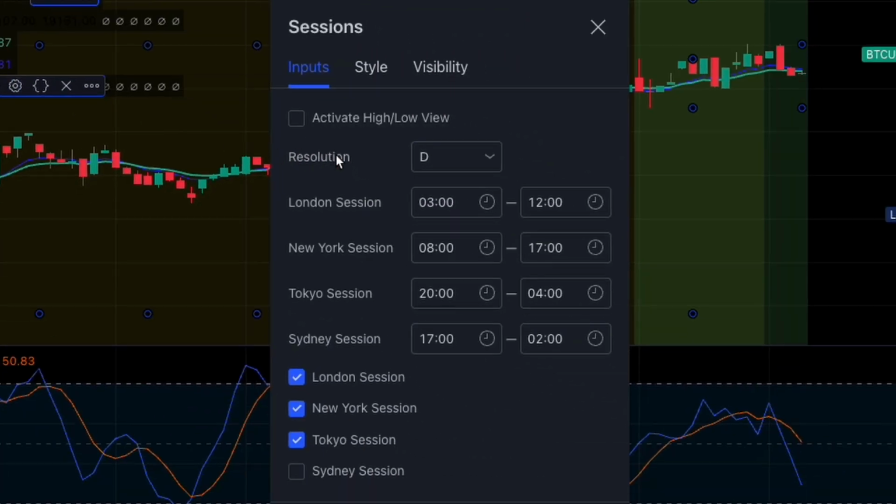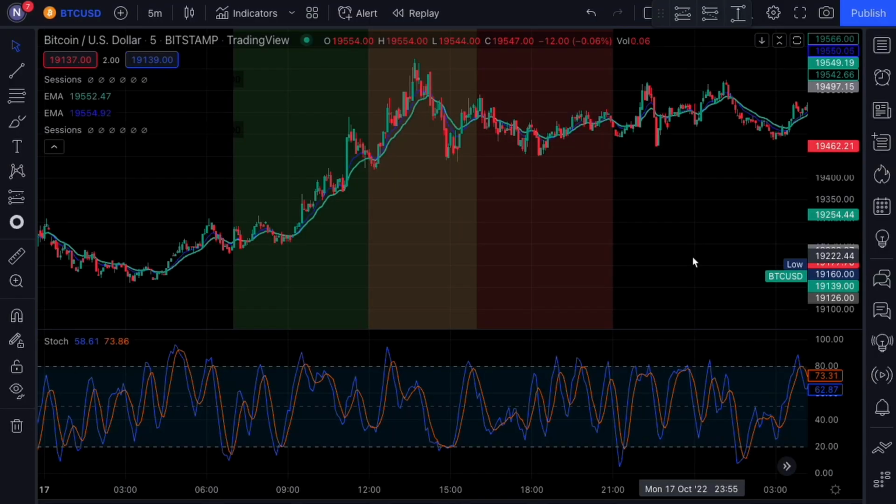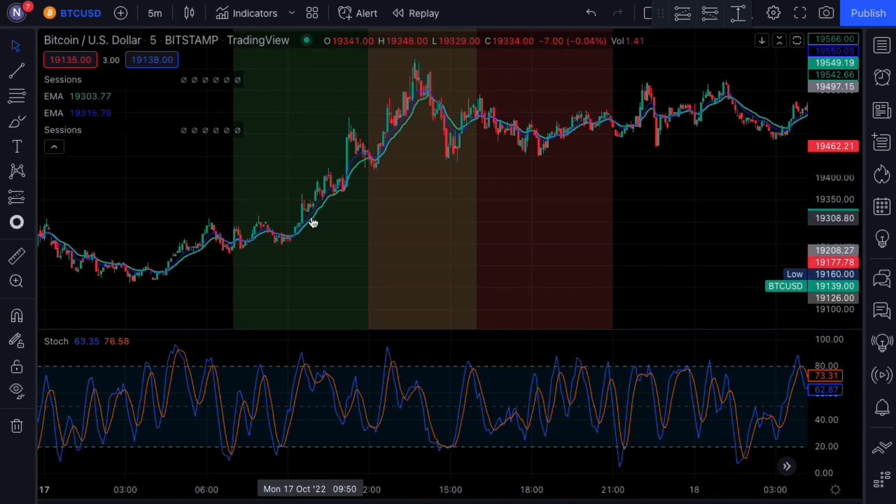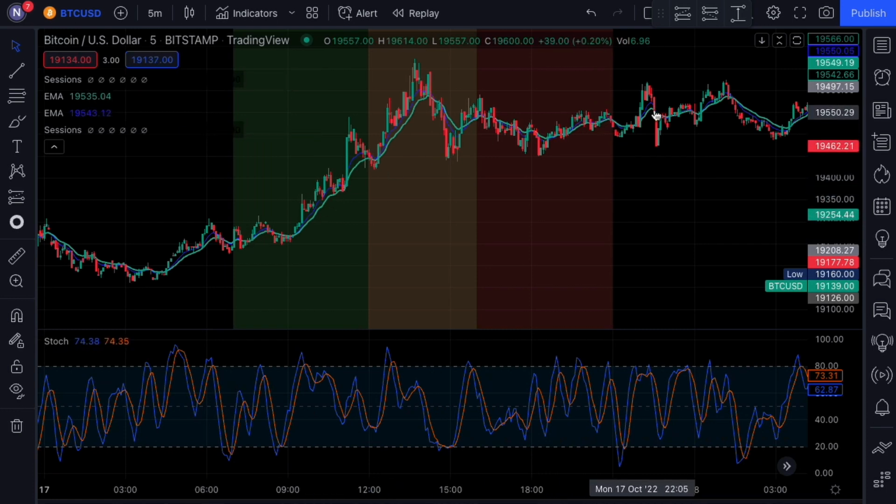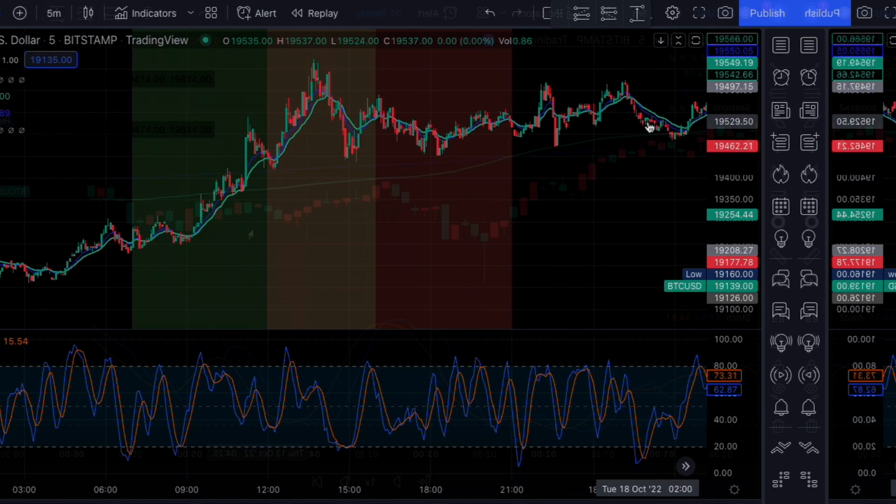Now I found the setup does work best on the London and New York sessions, so I'm going to be disabling the Tokyo one. Now you're probably wondering why New York and London sessions. Well, it's because the market participants are more active during this time. If you look here, notice as soon as the London session opens, the market starts heavily trending in, and after a New York session, the market is usually pretty flat.